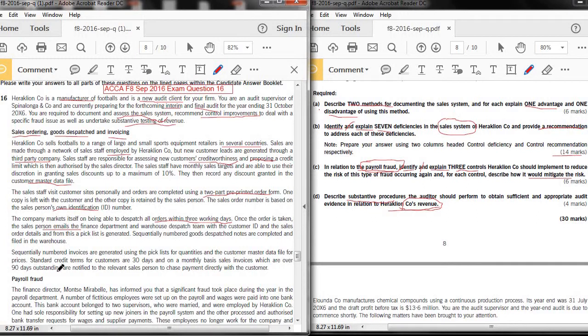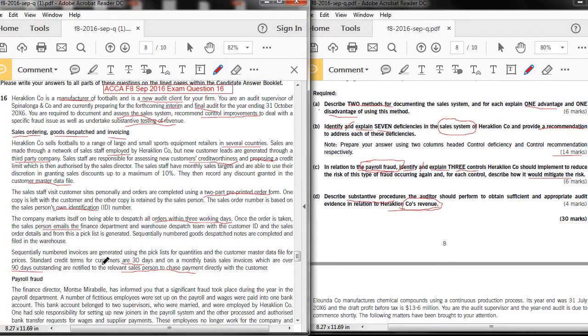It's okay. Standard credit terms for customers are 30 days, and on a monthly basis, sales invoices which are over 90 days outstanding are notified to relevant salesperson to chase payment directly with the customer. The salesperson are responsible to chase the payment. There would be a credit control department who should chase the payment.